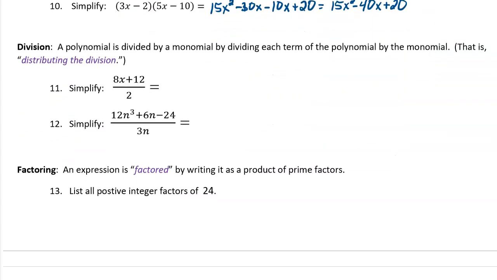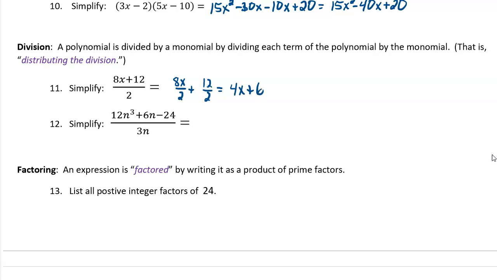Division of polynomials is done by dividing each term of the numerator by the denominator. You can think of this as distributing the division. 8x plus 12 divided by 2 is done by dividing the 8x by 2 and dividing the 12 by 2. This makes 4x plus 6.